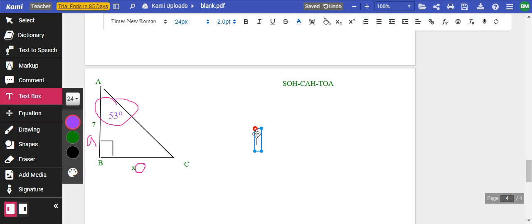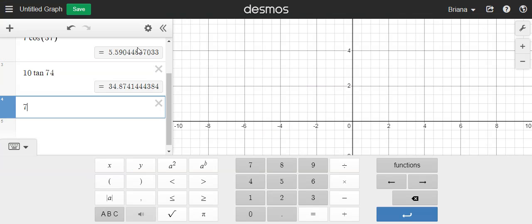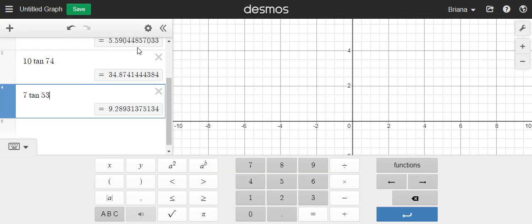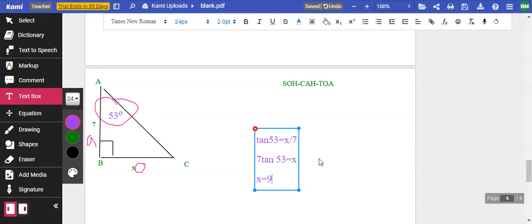So when I do this, opposite and adjacent, O and A is still tangent. I'm looking at my SOHCAHTOA. So tan of 53 equals opposite, that's x, over adjacent, that's 7. So I'm going to plug into my calculator, 7 tan 53 equals x. So x equals, go to my Desmos calculator, 7 tan 53, and I get 9.29. Okay, and that is all about our introduction to trig.